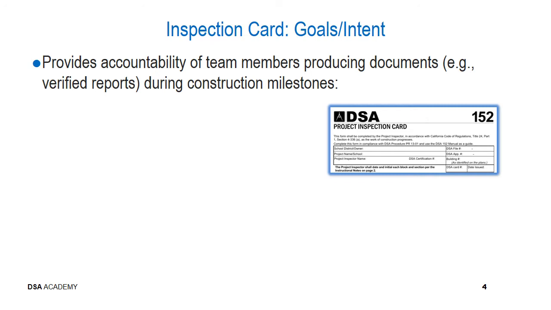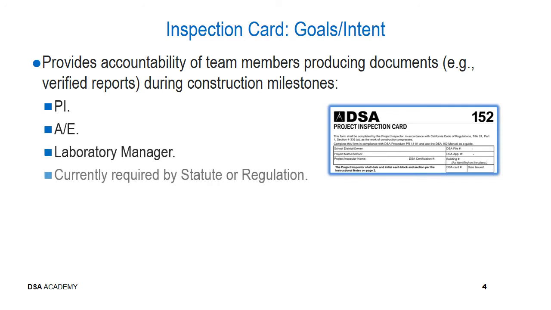Those are usually going to be the verified reports, and these are those that we would want to see during various construction milestones. And those individuals who provide those are the project inspector, the design professional, laboratory manager, and these are just a few of the examples of verified reports that are required, and those that would be essentially captured through the documentation process in the inspection card. And these requirements for verified reports have been around for many code cycles by statute or regulation.